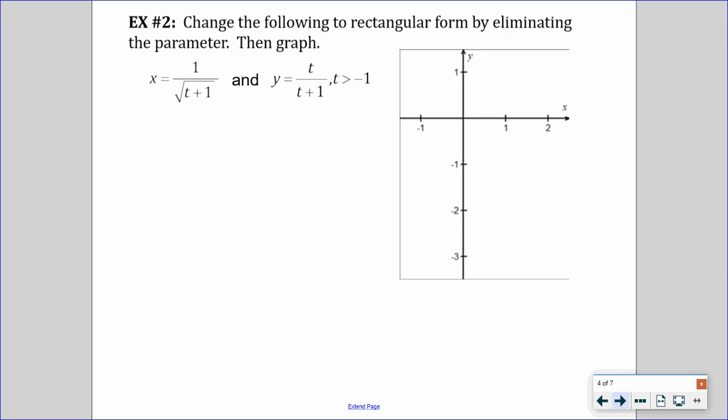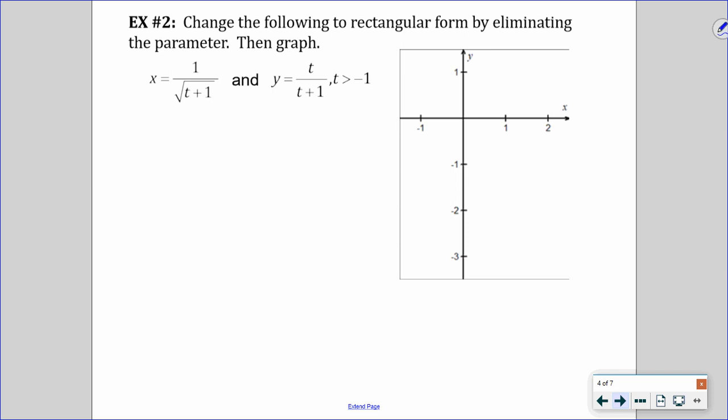The next thing that you want to be able to do is remove the parameter. By removing or eliminating the parameter, we are rewriting the parametric equations as a function that we're used to, y as a function of x. So we're going to remove the parameter and we want to have an equation for y in terms of x. How do we do that? Well, you take the equation that x equals and you solve it for t, and then we're going to use substitution in our other equation.